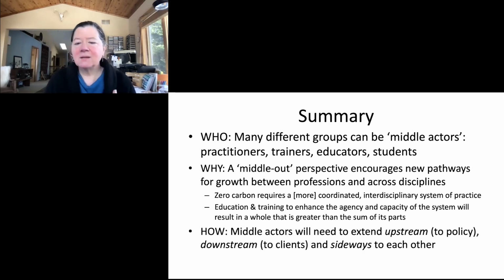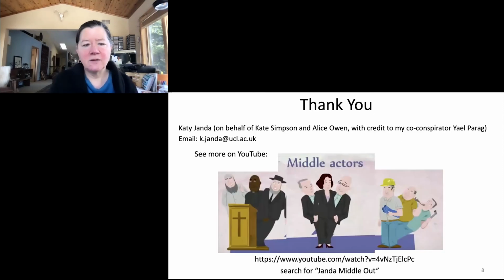How we need to do this, middle actors will need to extend beyond where they currently are just a little bit, upstream to policy, downstream to clients, and sideways to each other.